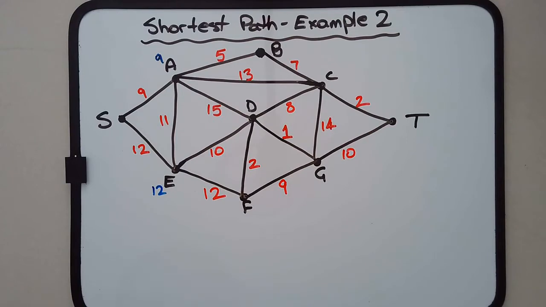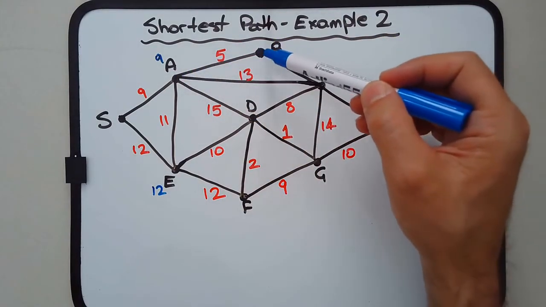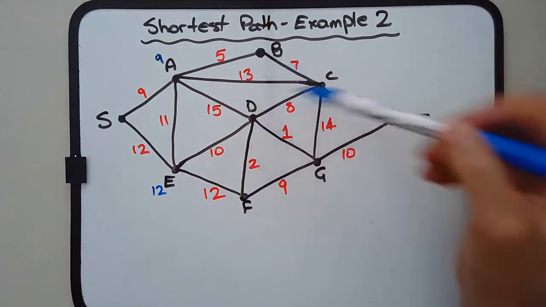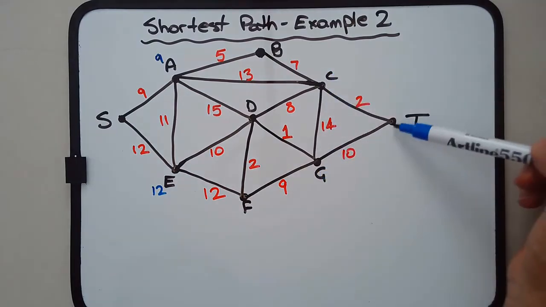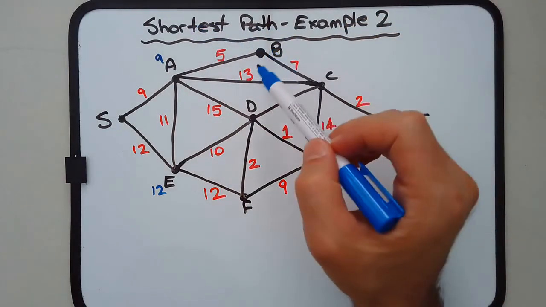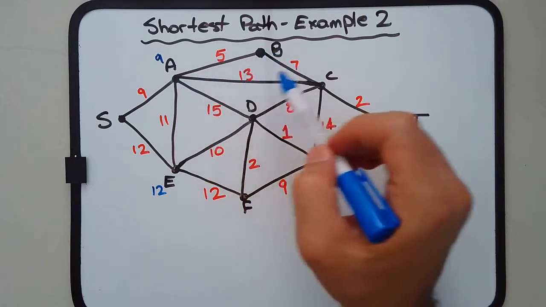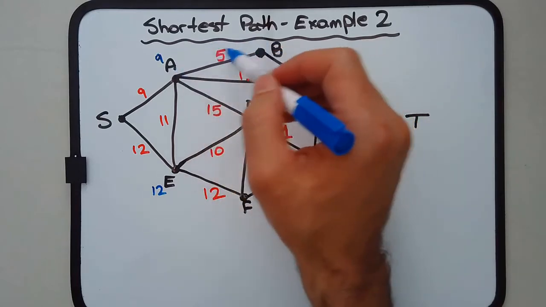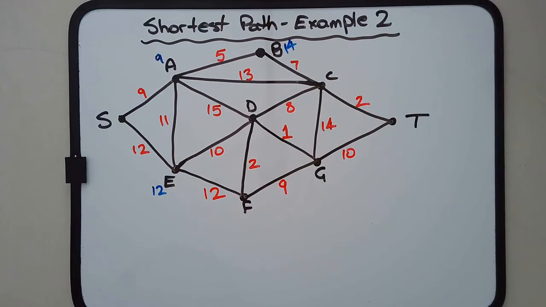So let's move along now to the next set of vertices. We're going to consider vertices B, D, and F. Then finally we'll consider vertices C and G, and then obviously T is the end. So let's have a look at vertex B. There's really no other way to get to vertex B apart from going via A, so 9 plus 5 gives us 14.